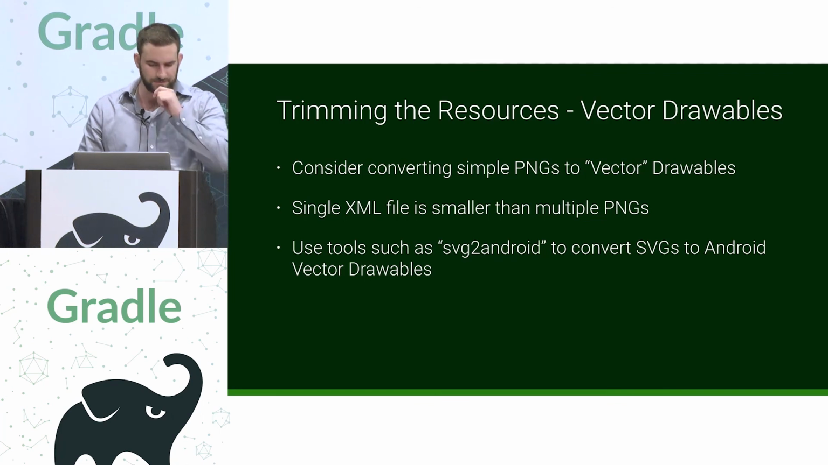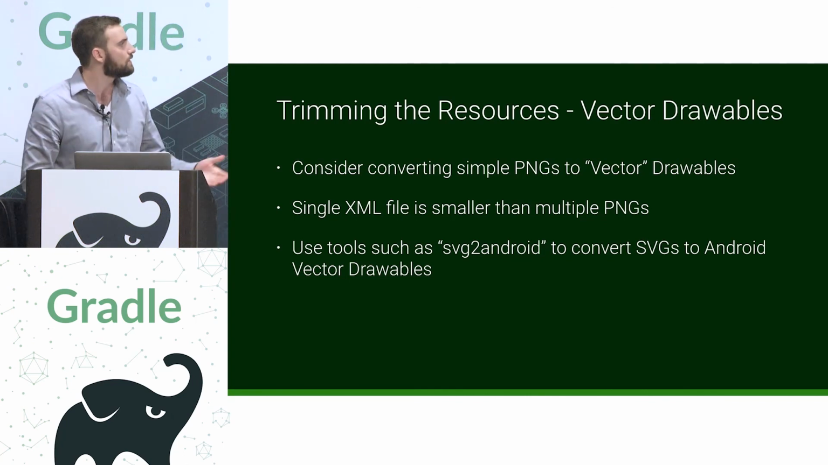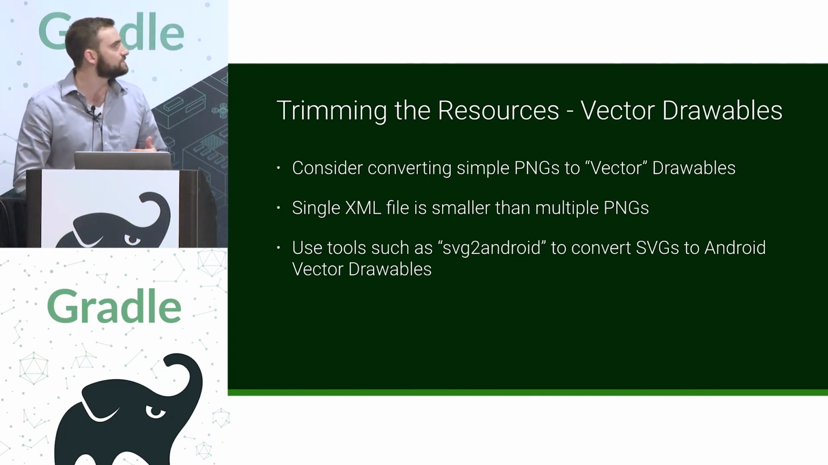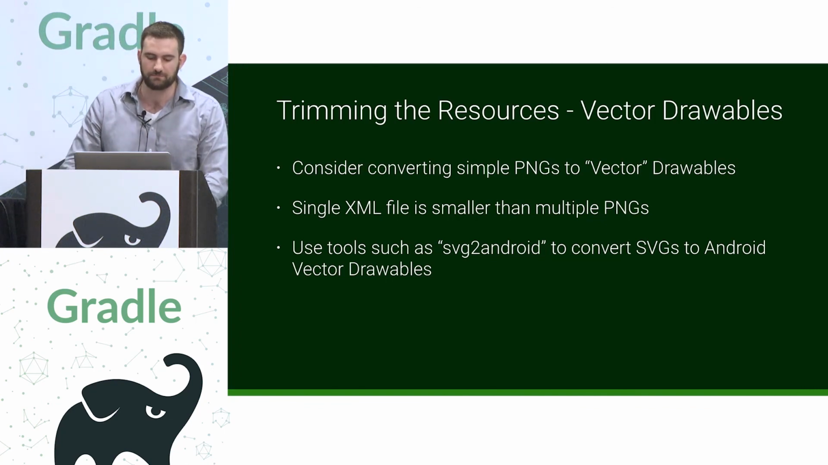There used to be a bug in 23, so we couldn't move to it just yet. Then when support went to API min of 24, we're actually able to use it. And it helped us get rid of all the PNGs, a lot of the binary data from the actual Git repository, and move them to vector drawables, Android vector drawables.